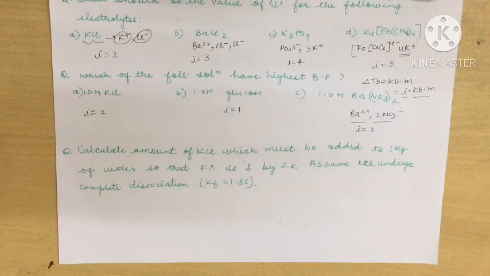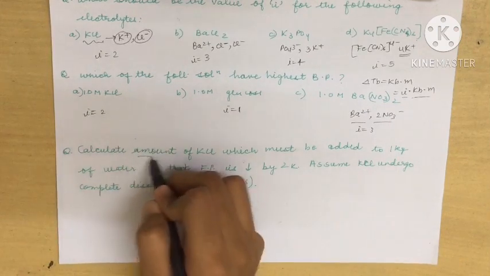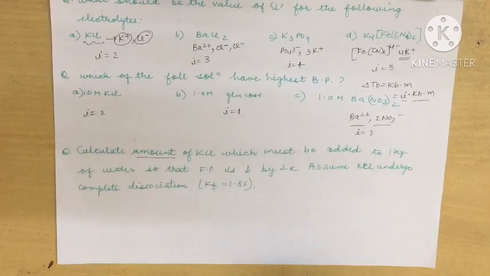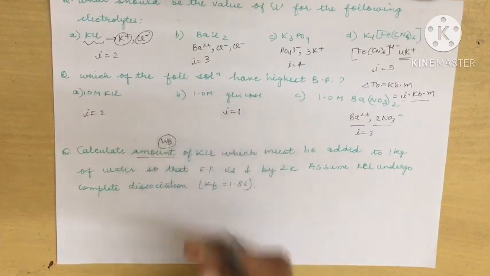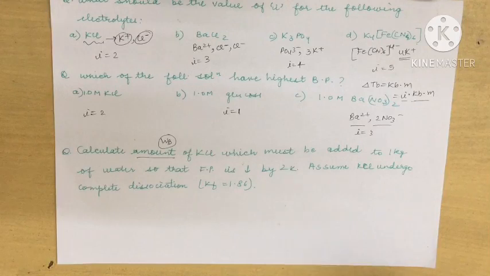Next question: calculate the amount of KCl which must be added to 1 kilogram of water so that the freezing point is decreased by 2 Kelvin. Now you have to calculate the amount of KCl, means how much amount of KCl is required that we can add to the solution. So we are asked about the WB, that is the mass of solute we require, which must be added to 1 kg of water.